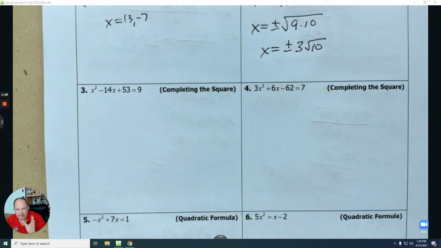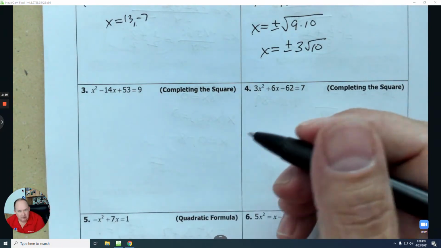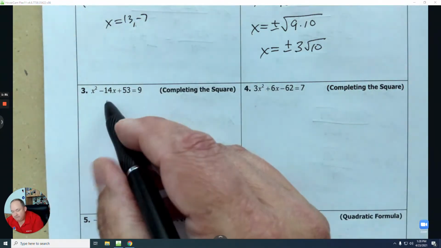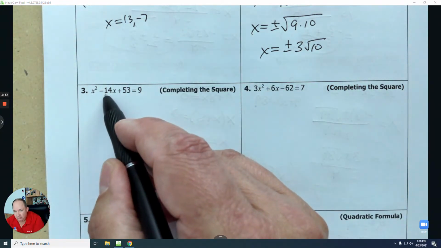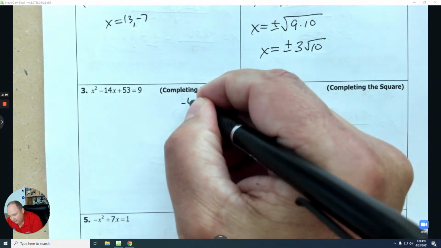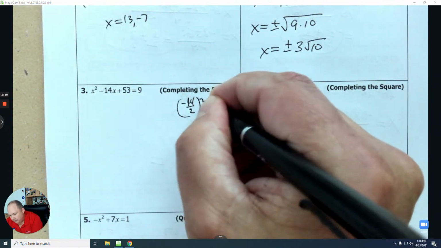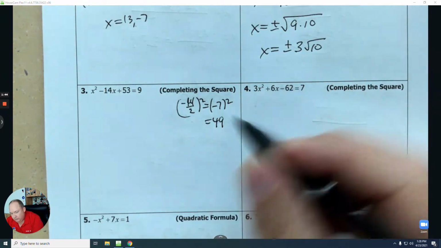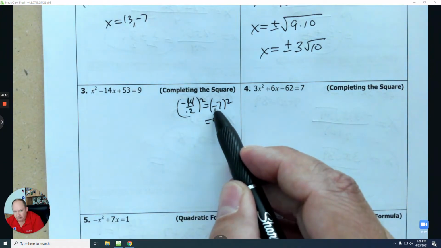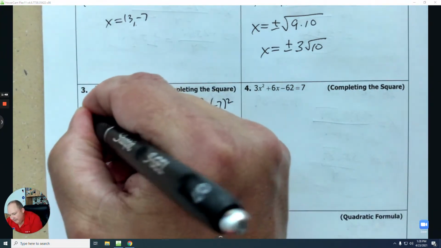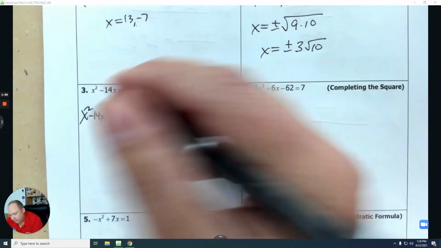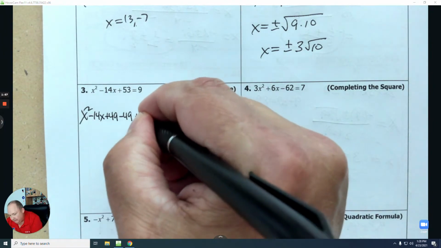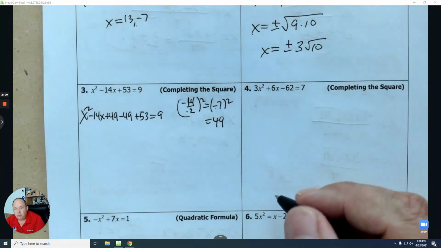Number 3. Again, try. If you need my support, then that's what it's here for. All right, step 1. A does equal positive 1, so the B value is negative 14. I'm going to divide it by 2 and square it. So negative 14 divided by 2 is negative 7. Square it, it's 49. So we have x squared, subtract 14x. We're going to add 49 and we're going to subtract 49. We still have 53 and 9 as well. So we're going to simplify this.